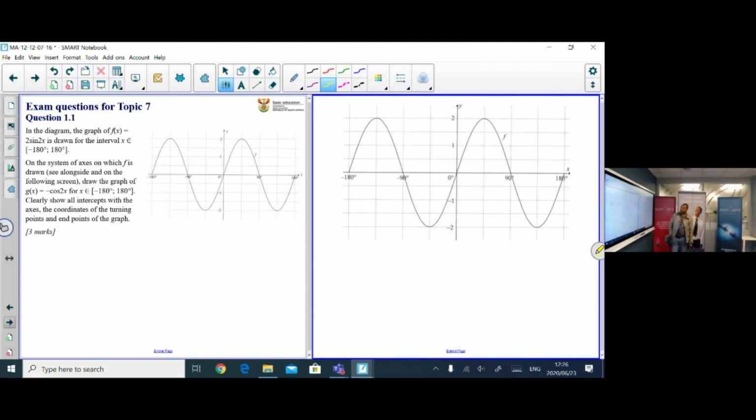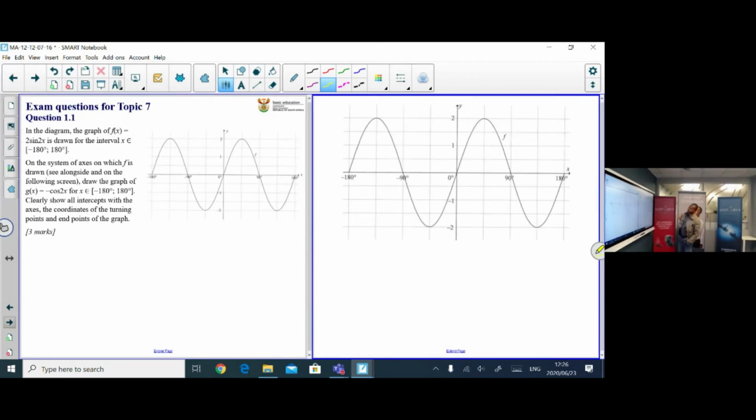It's very simple to do graph work. You can simply know your general shapes of the mother graphs of your tan, cosine, and sine. Just 3 things. And then you are going to be looking at them in different transformations that come.